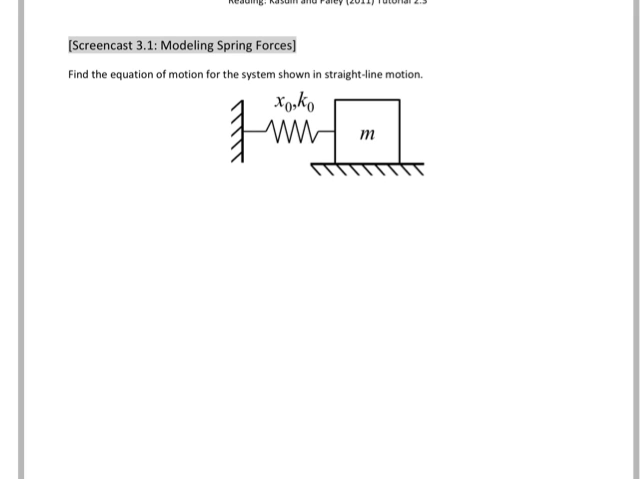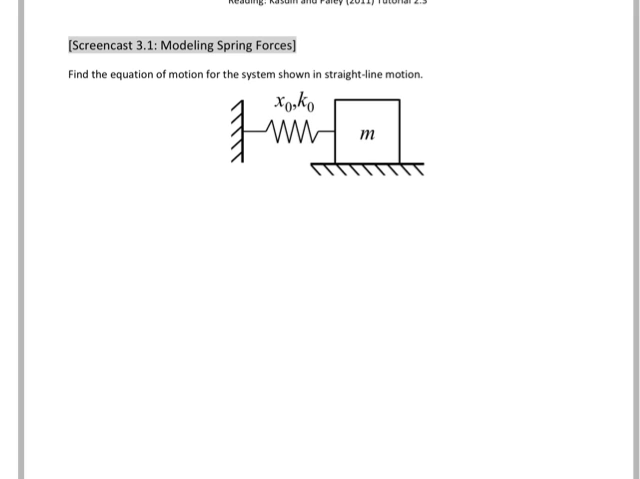In this screencast, we're introducing the spring and the forces that a spring applies to a body. And so our goal here is to find the equation of motion for this simple one spring system that's operating in straight line motion. To do that, we're going to follow the steps that we've established before.